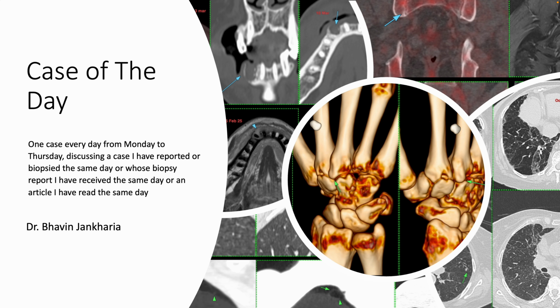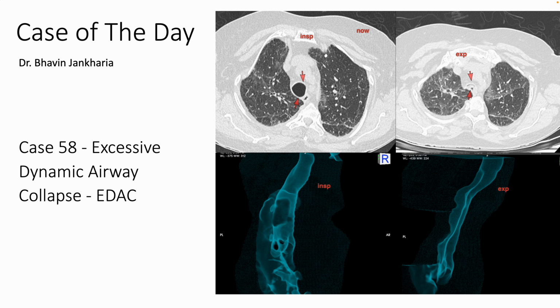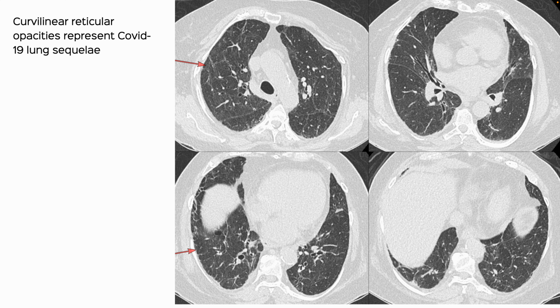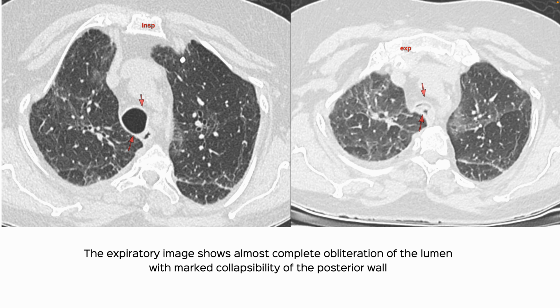This is Wednesday, and so we have our 58th case, and it's titled Excessive Dynamic Airway Collapse. This 80-year-old had COVID-19 in 2022. There is persistent dyspnea, and you see these curvilinear opacities that are very typical of COVID-19 lung sequelae, and maybe I'll do a post about this sometime as to how we're still seeing some patients who have this so-called long COVID. But today it's not about that.